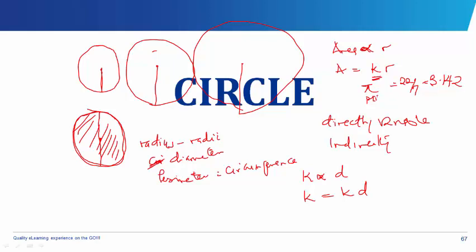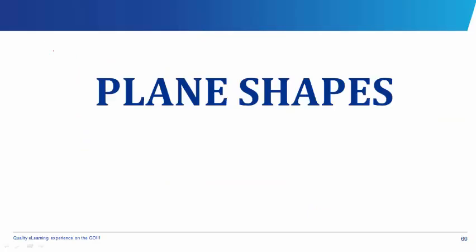Now let's look at how to calculate the area and the circumference of a circle. So the area of a circle is calculated as pi r squared, and the perimeter equals 2 pi r. So this is all you need to know. With this formula, you can solve anything.